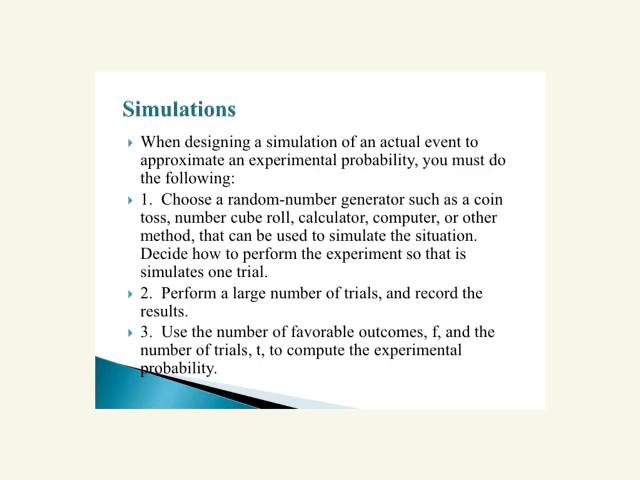When designing a simulation of an actual event to approximate an experimental probability, you must do the following. Number 1, choose a random number generator such as a coin toss, number cube roll, calculator, computer, or other method that can be used to simulate the situation. Decide how to perform the experiment so that it simulates one trial. Perform a large number of trials and record the results. Then use the number of favorable outcomes and the number of trials to compute the experimental probability.